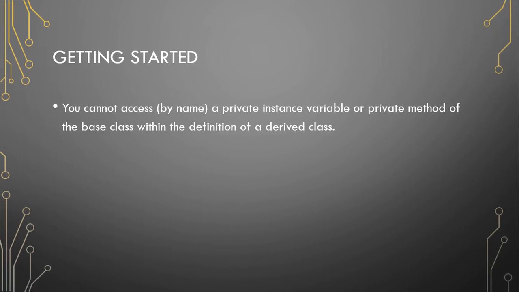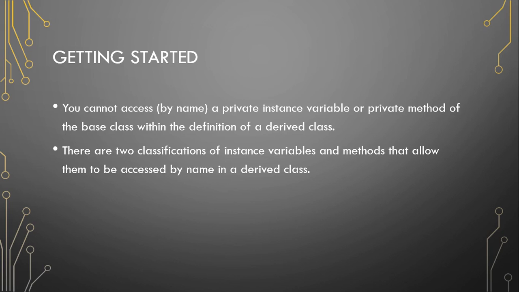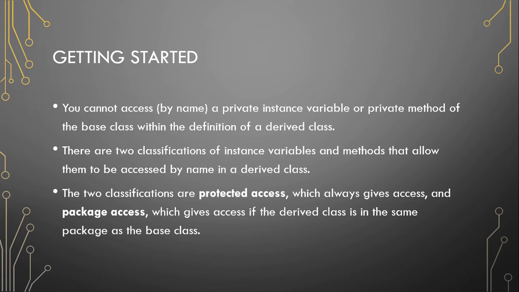So getting started. You cannot access by name a private instance variable or a private method of the base class within the definition of a derived class. Now there are two classifications of instance variables and methods that allow them to be accessed by name in a derived class. The two classifications are protected access, which always gives access, and package access, which gives access if the derived class is in the same package as the base class.